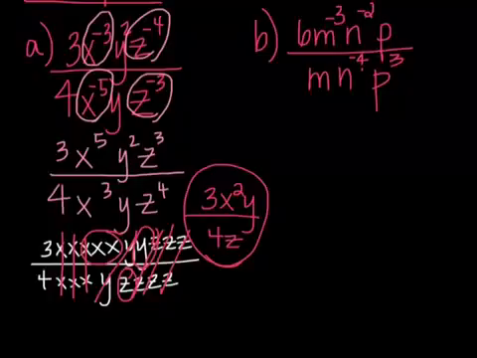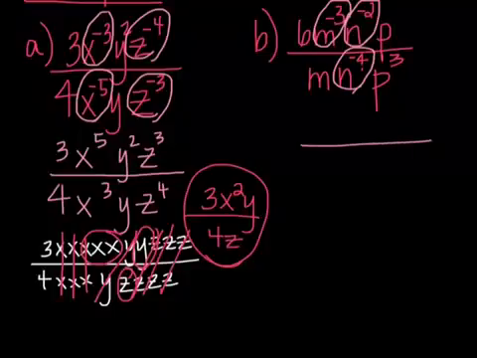I want you to try B. When you're ready to check it, unpause the video. I'll start by finding all of my terms with negative exponents. Once I've identified them, I will move them. As I rewrite my fraction, my coefficient of 6 will stay.